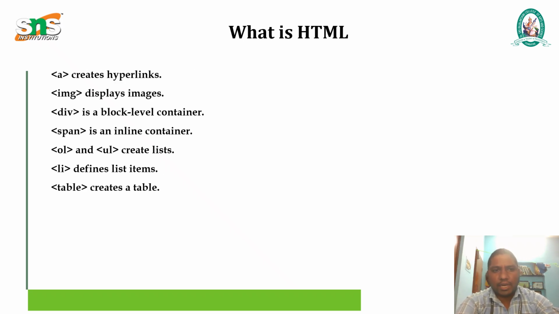Next is creating a hyperlink. The img tag displays an image, whatever image we include in our product or project. The div is called a division, a block-level container. Span is an inline container. OL is the ordered list, and UL is the unordered list. These create your list, and LI defines the list items.